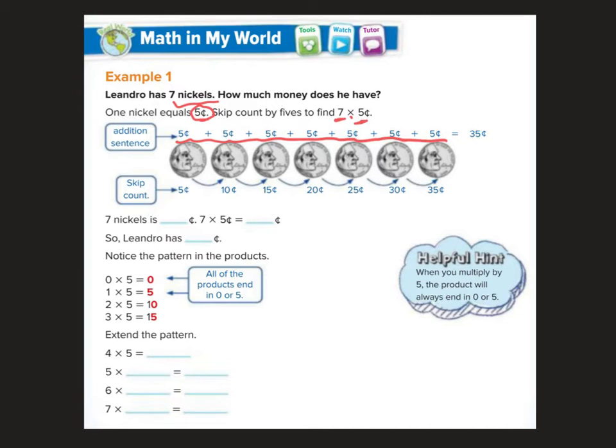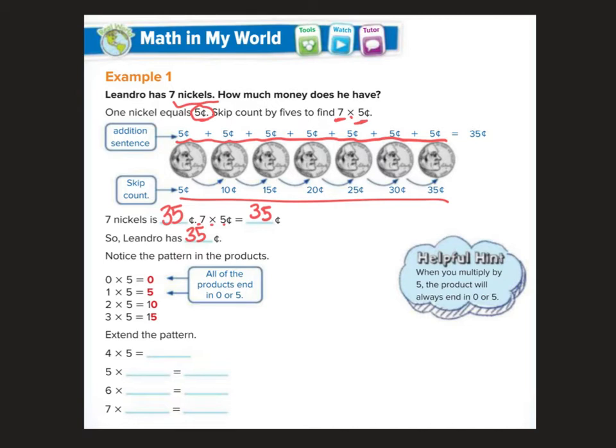So I can get my fingers out and say, okay, I need 7 nickels, 7 fives. So I can count 5, 10, 15, 20, 25, 30, 35. And then I don't have to write anything down, right? So 7 nickels is 35 cents. So 7 times 5 cents is 35 cents. So Leandro has 35 cents.